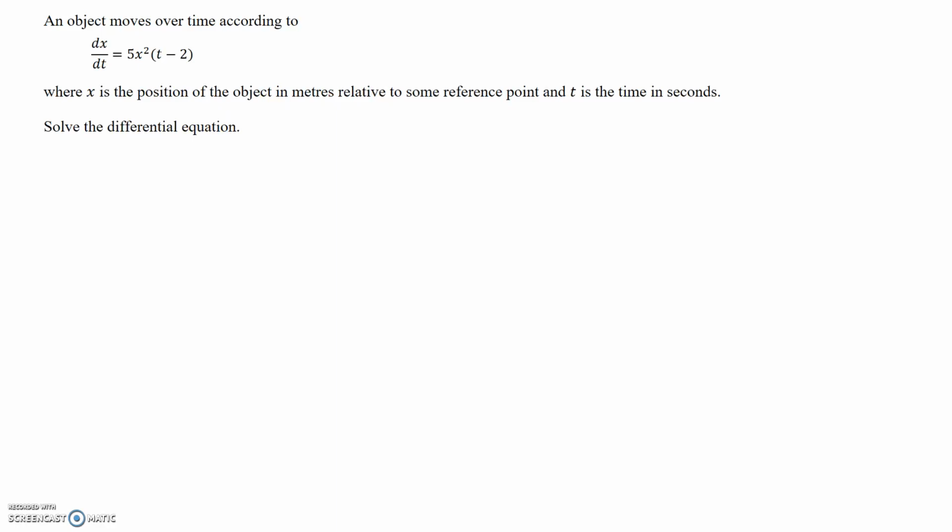So an object moves over time according to this differential equation, where x is the position of the object in meters relative to some reference point, and t is the time in seconds. So if this is like the position in meters divided by the time in seconds, that's velocity, okay? Velocity is measured in meters per second. So this differential equation is giving you the velocity of your object over time.